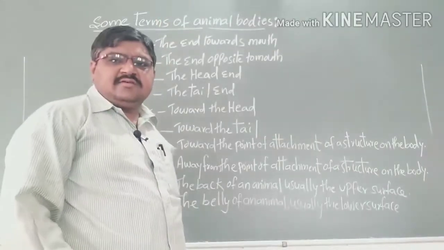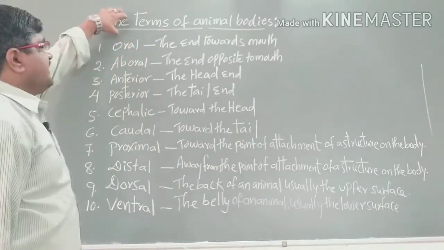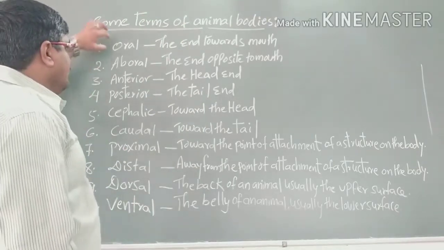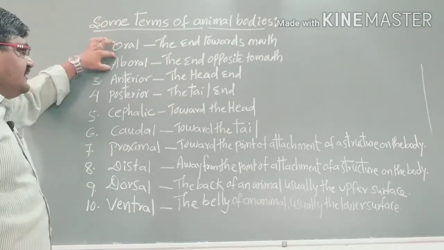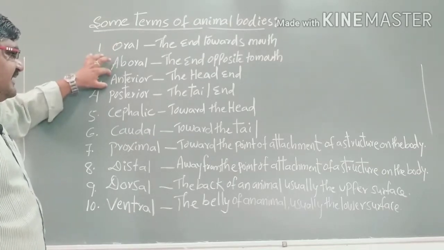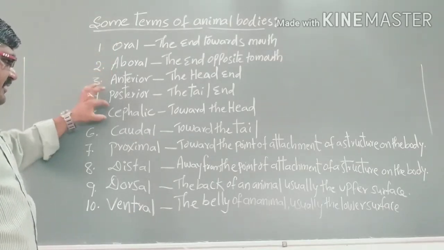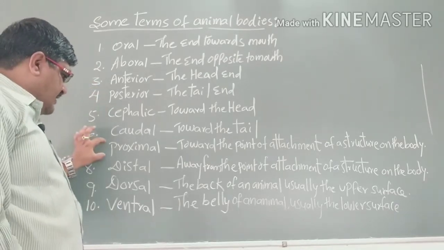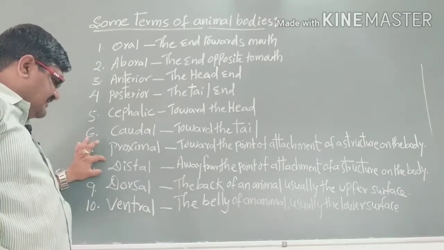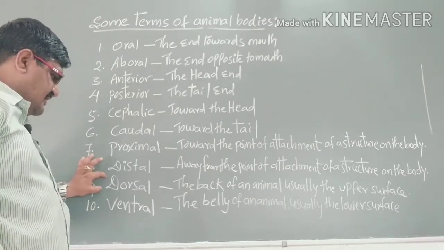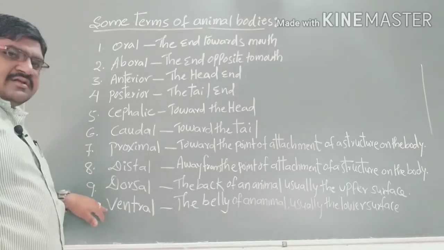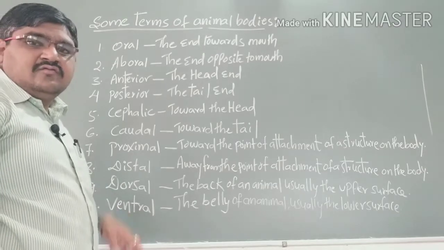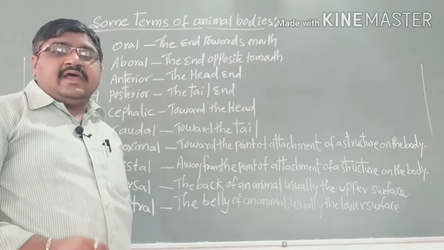Next, some technical terms of animal bodies. First is oral, second is aboral surface, third is anterior, fourth is posterior, fifth is cephalic, sixth is caudal, seventh is proximal, eighth is distal, ninth is dorsal surface, and the last, the tenth, is the ventral surface. So these are the words you will use for animals.